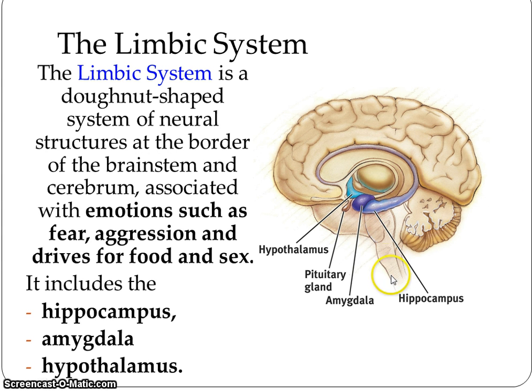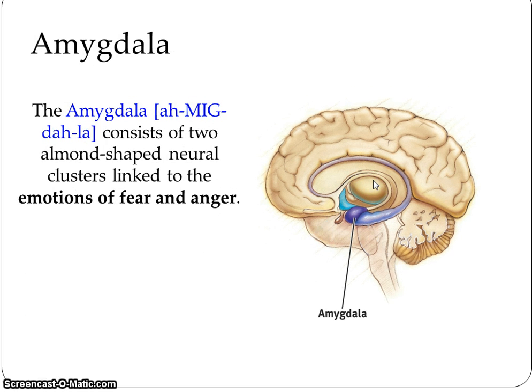And you can see here we have the brainstem. The limbic system is on top of the cerebellum, which is known as the little brain. And here, this is your reward center. Now, the amygdala is the part of the brain that deals mostly with emotions of fear and anger. It's two almond-shaped neural clusters, as you can see here, and it's really important for the regulation of fear and anger.